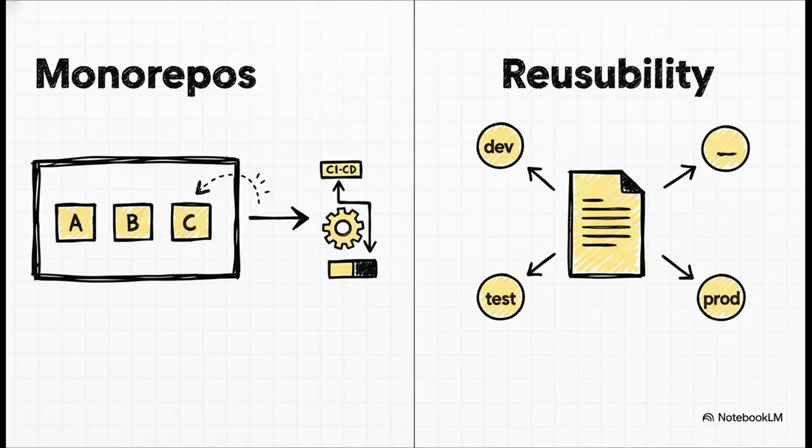Azure DevOps also has some really powerful features for modern app architectures. For example, if you're using a monorepo that has a bunch of different services, you can use path triggers. What this means is that a code change in one service only triggers the build for that specific service. That saves a ton of time and resources. On top of that, it really encourages reusability. You can define all your deployment logic in YAML templates and then reuse that exact same template for all your environments, which guarantees that the way you deploy to dev is identical to how you deploy to prod.